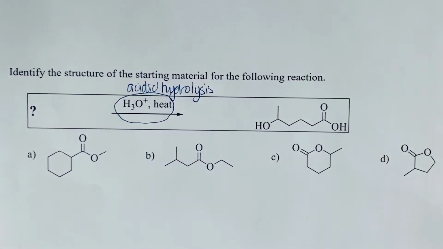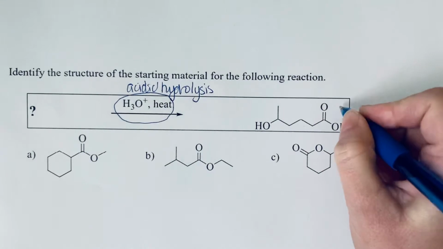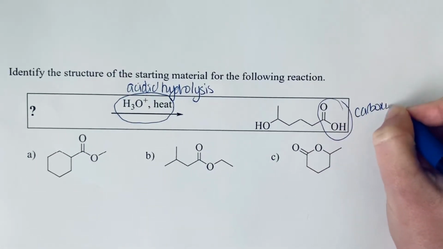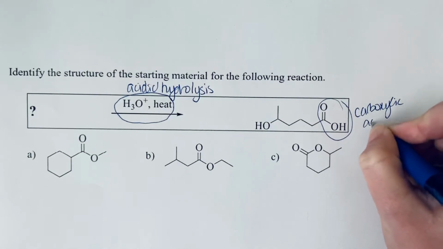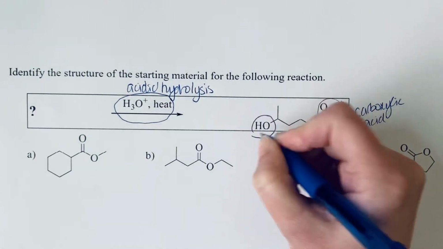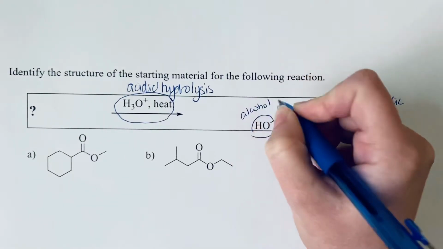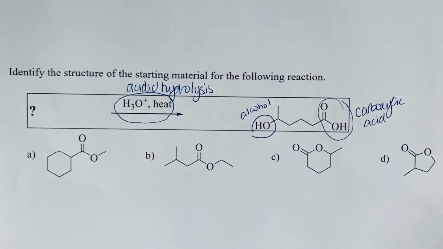And if we examine what the product is, we see that we have at one side a carboxylic acid, and we see at the other side of this molecule that we have an alcohol. And so any carboxylic acid derivative can be hydrolyzed to yield a carboxylic acid. And if we look at our options, these are all esters.